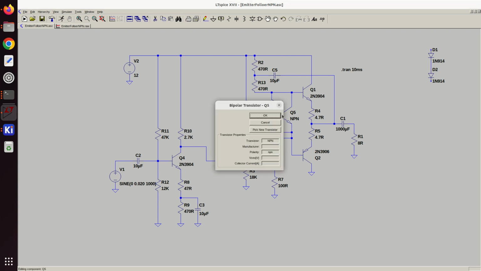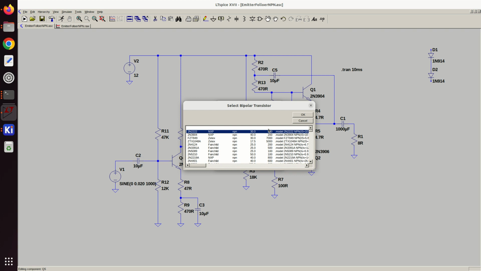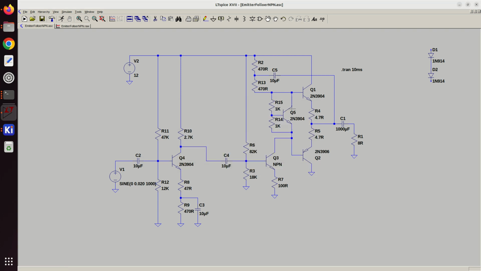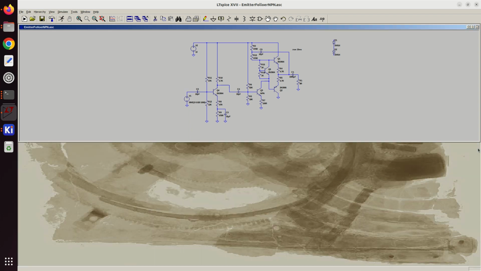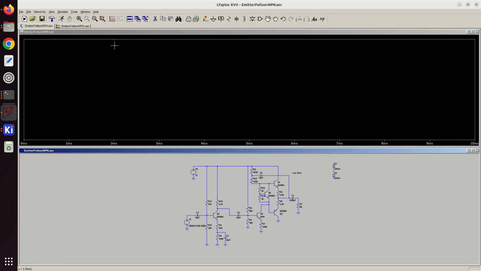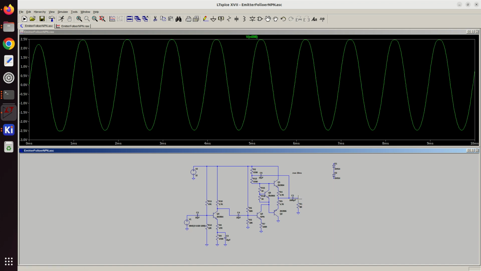So let's look at this, and we can play with it for a minute. So sticking with the 2N3904, I'm guessing that we're going to see nothing different. If we do, I'd be surprised. So the output, and again, let me just run this again. So let's look at our output, and there it is.